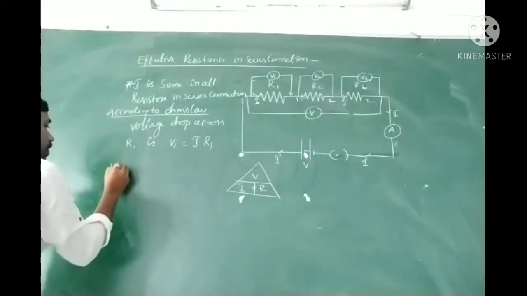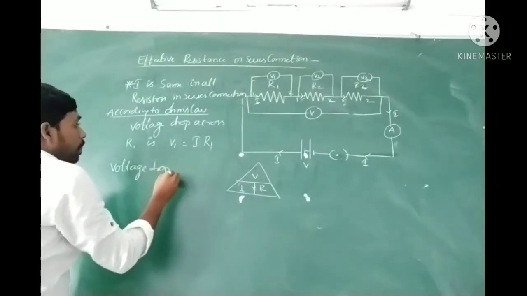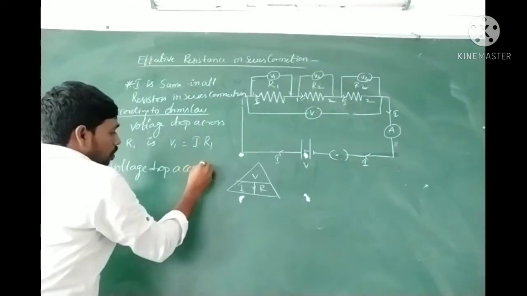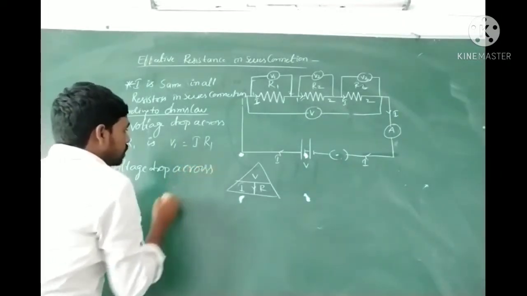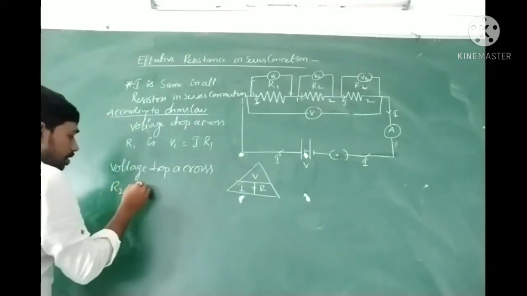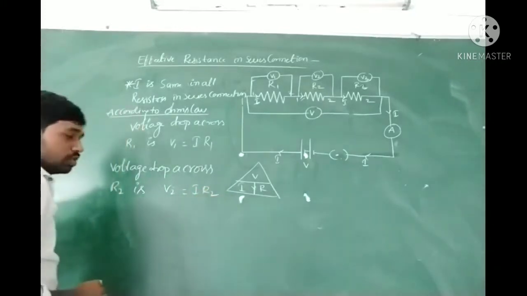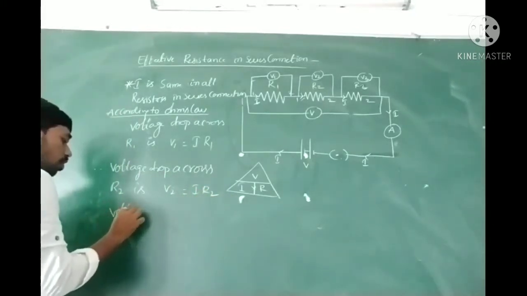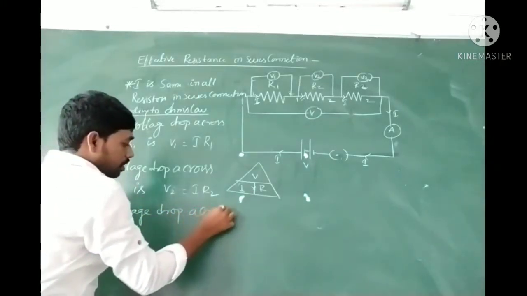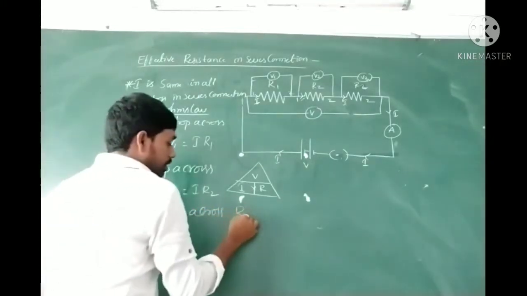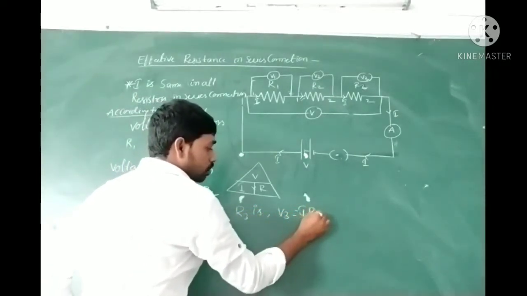Next, the voltage drop across R2 is V2 equals I into R2. Similarly, the voltage drop across R3 is V3 equal to I into R3.